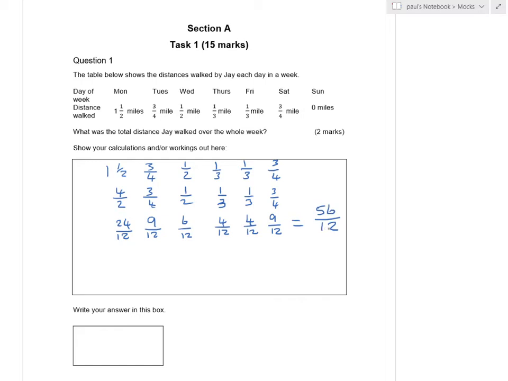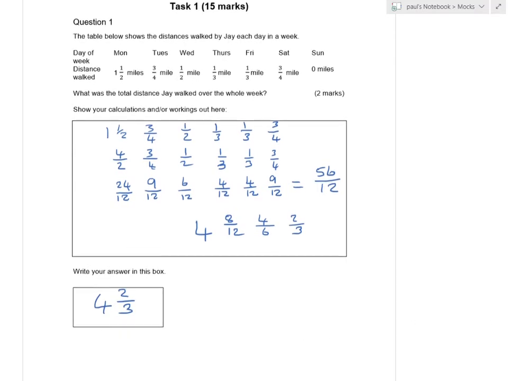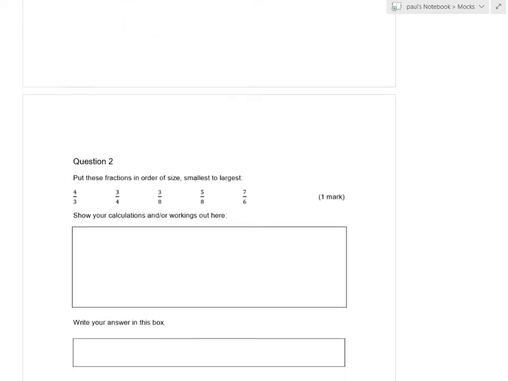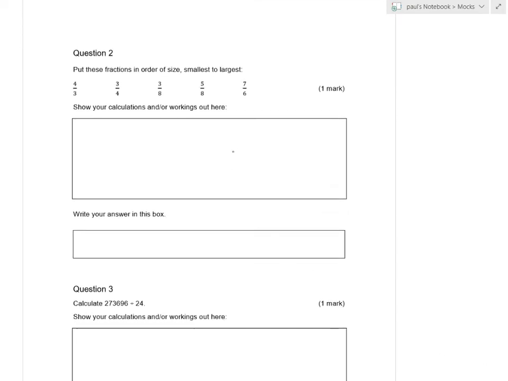Now 4 twelfths are 48, so it's 4 whole ones, and I've got 8 twelfths left over. I'm going to simplify that to 2/3. So my answer is going to be 4 2/3. That's a nasty one to start off with.